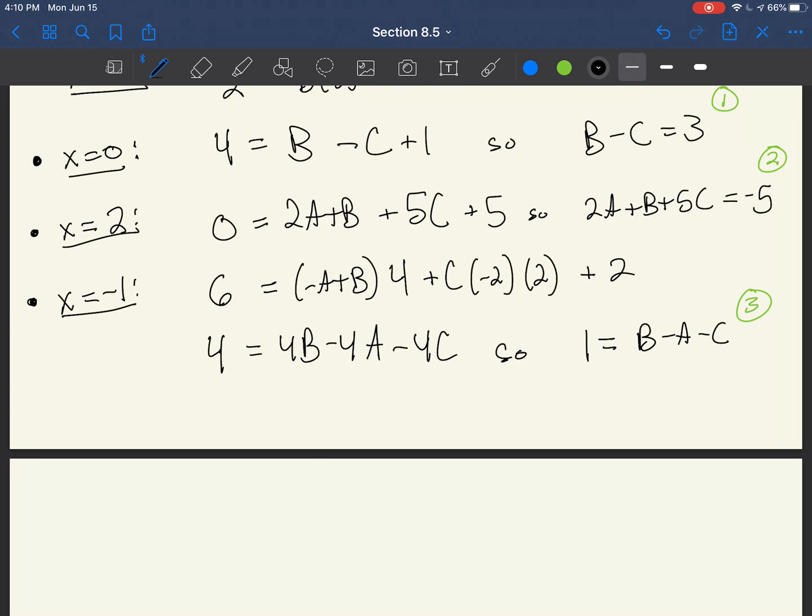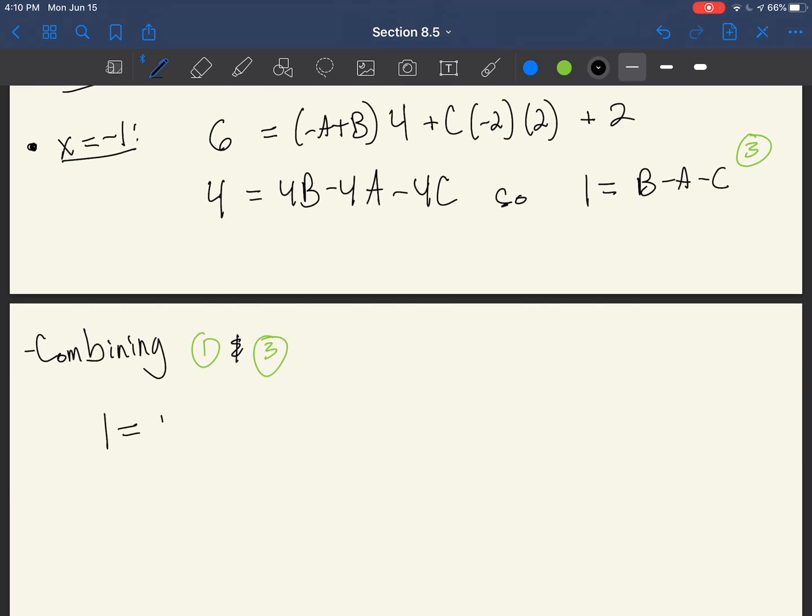Okay, now we have 3 equations, 3 unknowns, we need to solve them. So, looking at this, we have B - C, and we have B - C showing up in 3. So let's combine 1 and 3. We get, well, 1 equals B - C - A, rearranging equation 3. But we said B - C in equation 1 is 3, so that is 3 - A. So 1 equals 3 - A, so A equals 2.